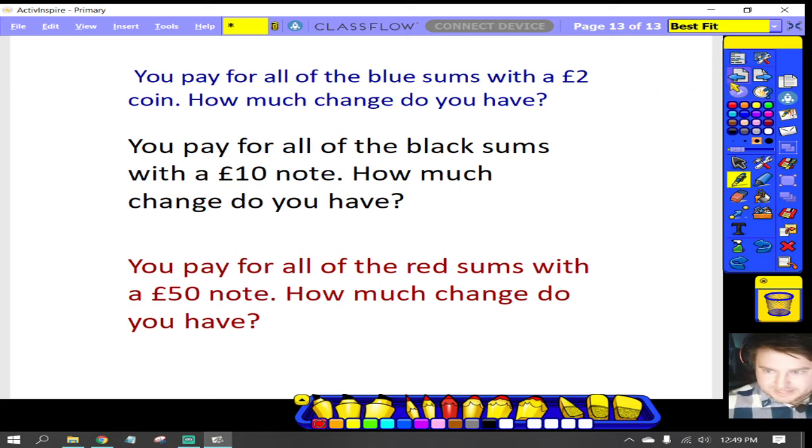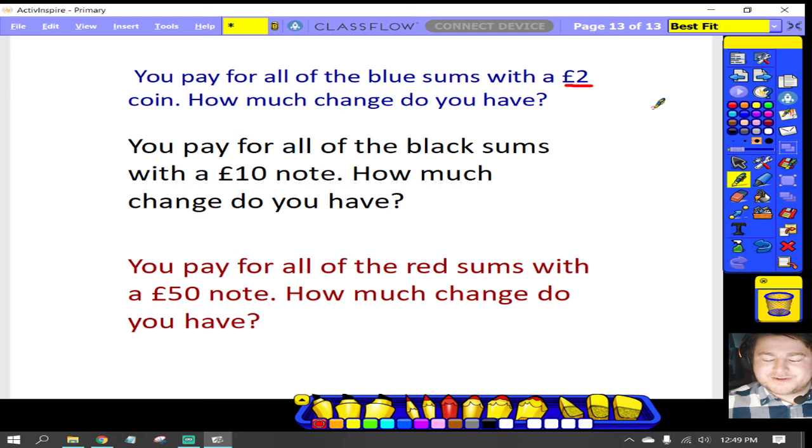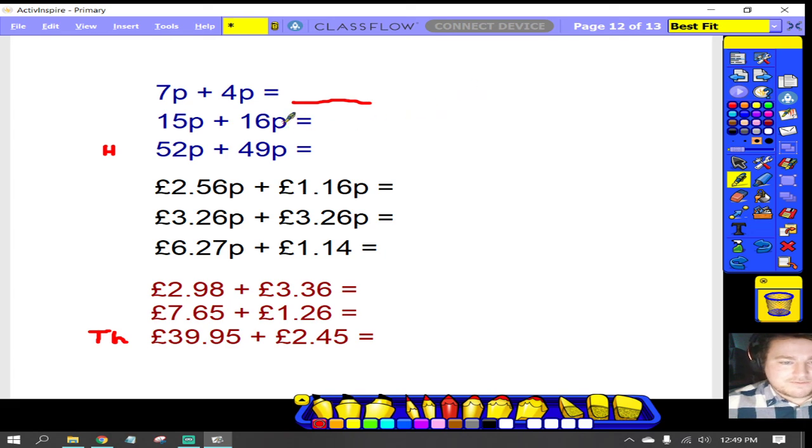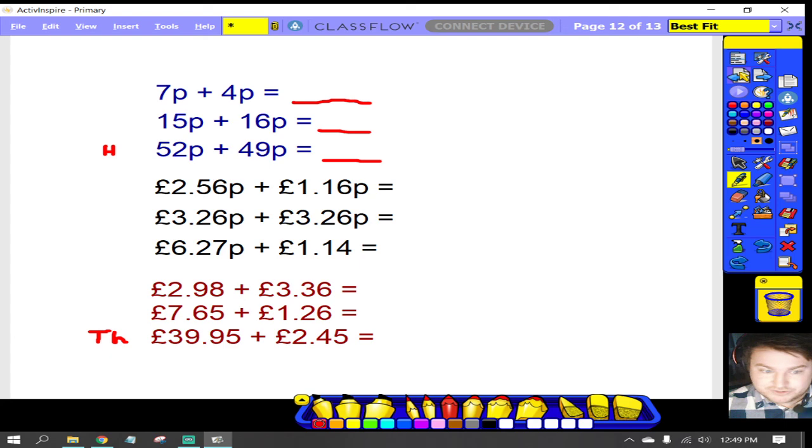The blue challenge. You pay for all the blue sums with a £2 coin. How much change do you have? Right, so whatever that answer is there, you pay with a £2 coin. I wonder if you can tell me how much change you would get from £2 for all of these blue questions. Onto the black, you will pay for all the black sums with a £10 note. How much change do you have? So there we go. All these answers here. If that's your total and you paid with £10, what would it be?